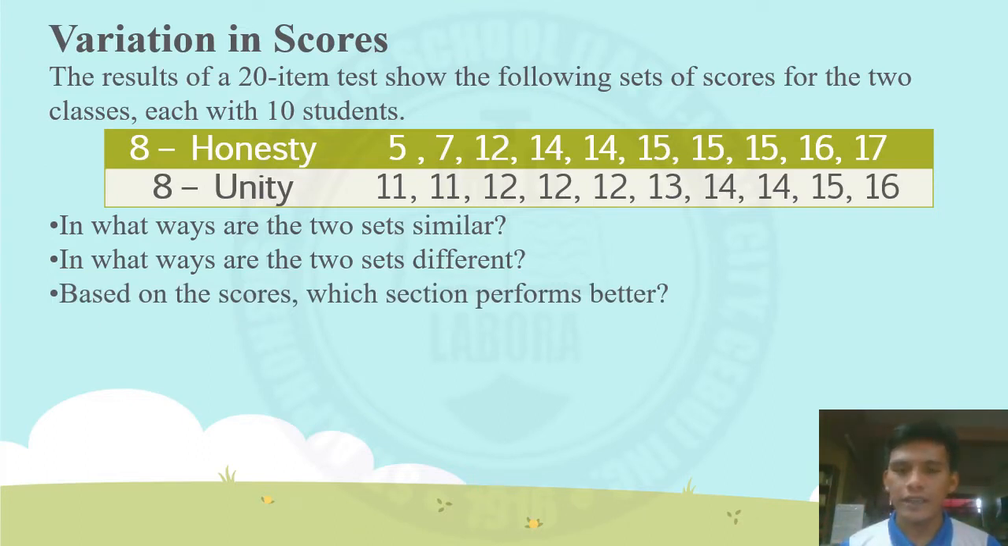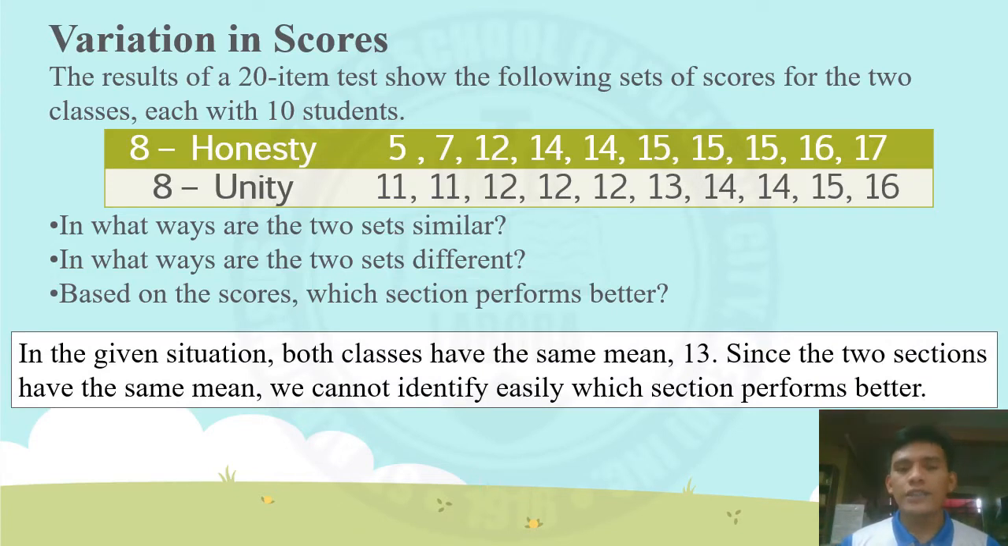We will see. In the given situation, both classes have the same mean, and that will be 13. Since the two sections have the same mean, we cannot easily identify which section performs better. Okay, how to get the mean? Remember, in our past discussion, you add all the values, then divide by the number of data.